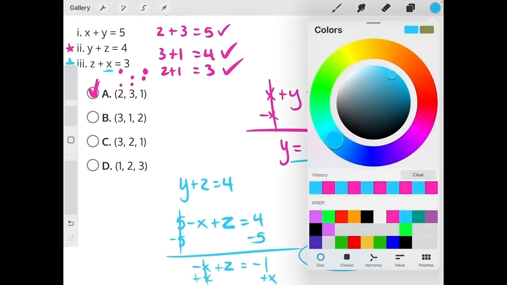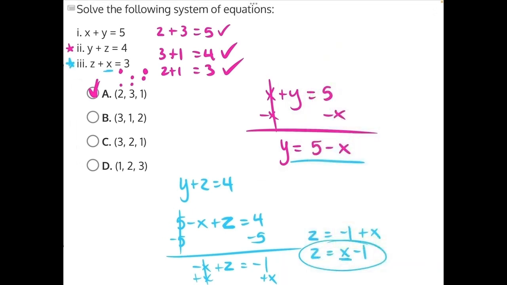We have z plus x is equal to 3, and we need to plug in our value of z, which is x minus 1 plus x equals 3. Now we combine like terms. x plus x will give us 2x minus 1 is equal to 3.